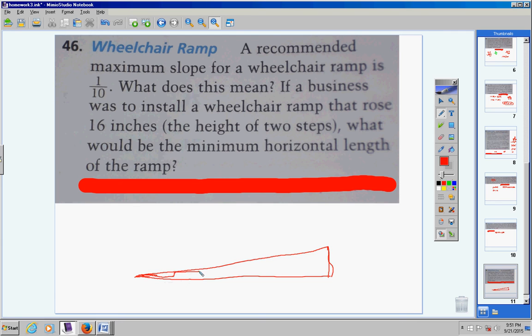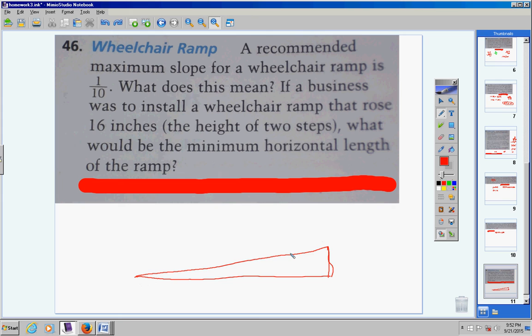Go over 10 feet, go up a foot. So when it says, what does this mean? It just simply means for every 10 feet that you run, you have to go up 1 foot, or for every foot that you go up, you must go 10 feet horizontally. Okay. Now, if a business was to install a wheelchair ramp that rose 16 inches, the height of 2 steps, what would be the minimum horizontal length of the ramp? So how long would the ramp have to be?